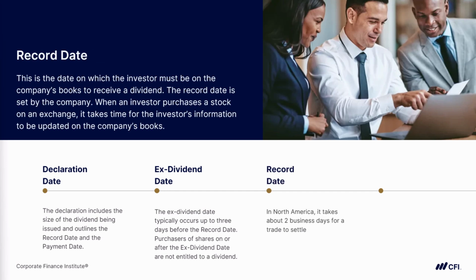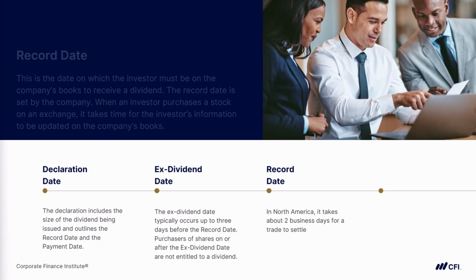And then we would have the record date. And this is the date on which the investor must be on the company's books in order to receive a dividend. Record date is set by the company. When an investor purchases a stock on an exchange, it takes time for the investor's information to be updated on the company's books. If we look below, we can see that in North America, it takes about 2 business days for a trade to settle.